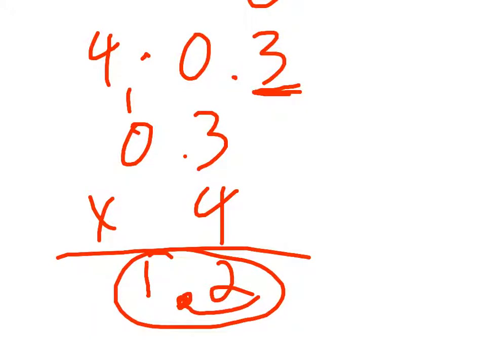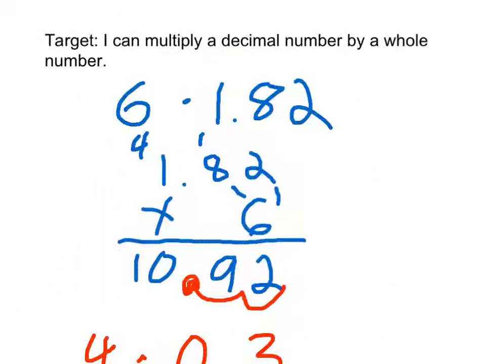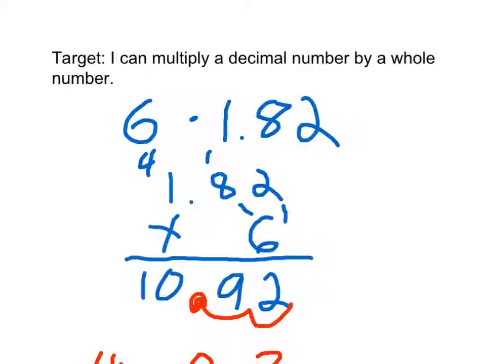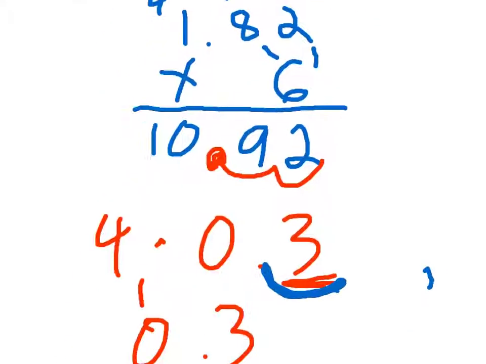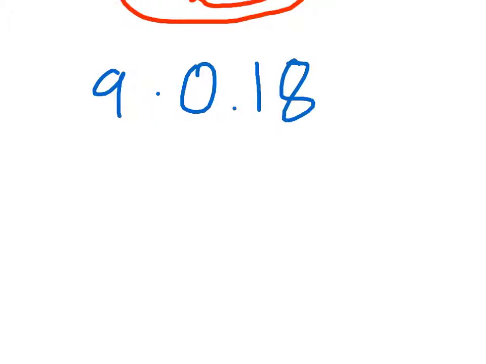So when you're multiplying decimals, just remember to look and see how many spots past the decimal point you started with. This one was 1. The one up here, it was 1. And let's just set up one more example problem. Let's do 9 times 0.18. You know your answer should have 2 spots past the decimal point because there's 2 spots in the original problem.